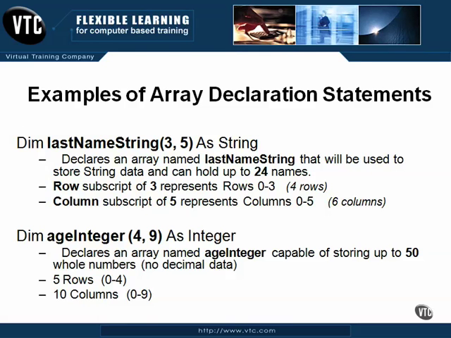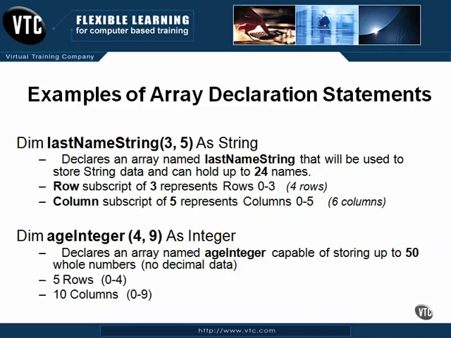In the second example, we have an array called ageInteger, which is going to create an array capable of storing integer data type. This particular array can hold up to 50 whole numbers, because there are 5 rows and 10 columns. Again, note that the 4 represents 0 through 4 rows, and the 9 represents 0 through 9 columns, therefore making this array a 5 by 10 array capable of storing up to 50 numbers.